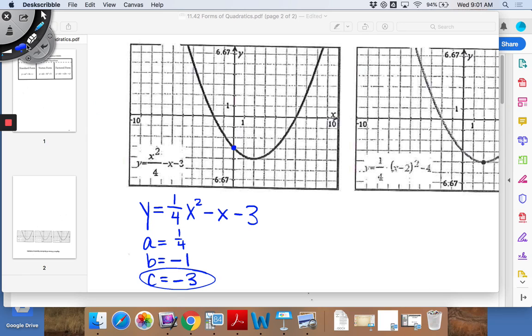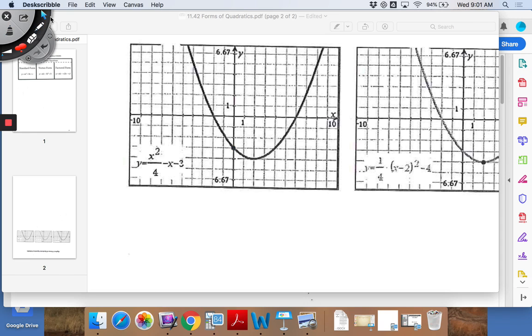One thing that you notice about the A is that it's positive, so it's pointing upwards. And then because the A value is less than 1, it's a fraction less than 1, it's wider than the parent function. So fractions make it fat, okay? But I say that, but I don't really mean all fractions. The fraction has to be less than 1 to make it wider. And so that's just some of the stuff that we identify from standard form.